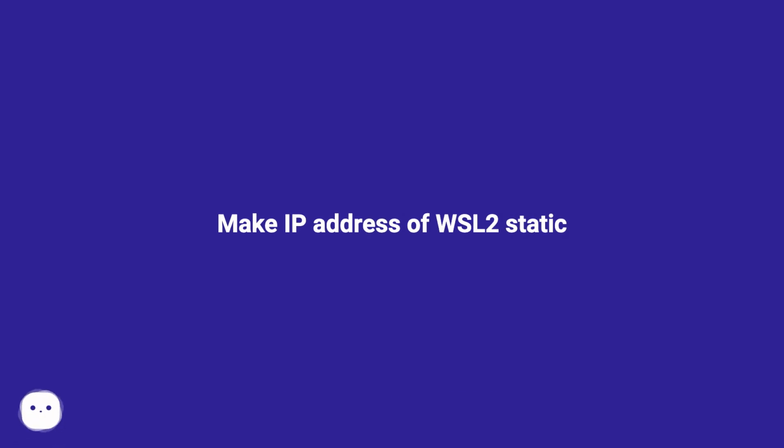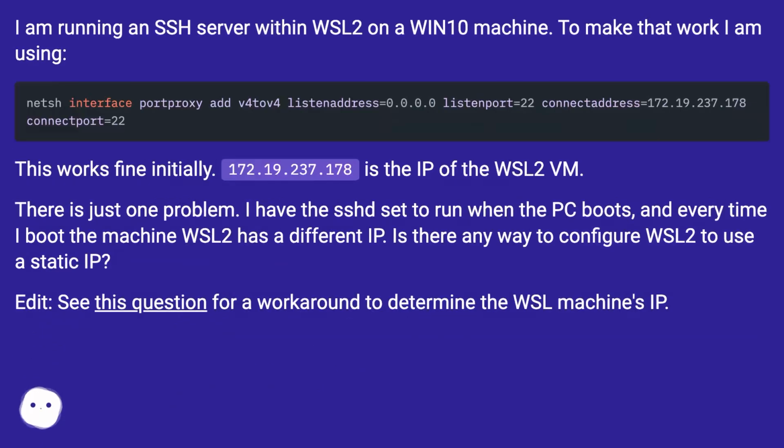Make IP address of WSL2 static. I am running an SSH server within WSL2 on a Win 10 machine. To make that work, I am using. This works fine initially.